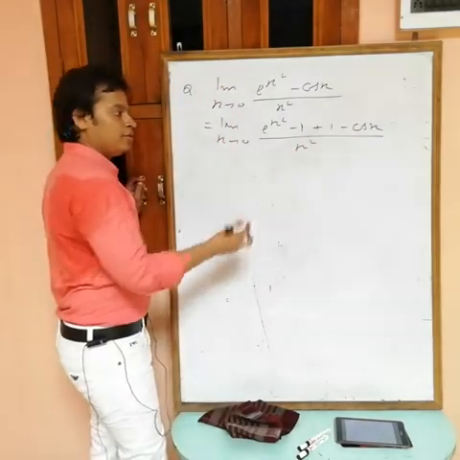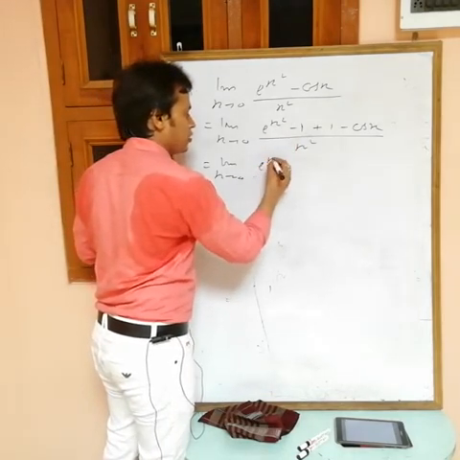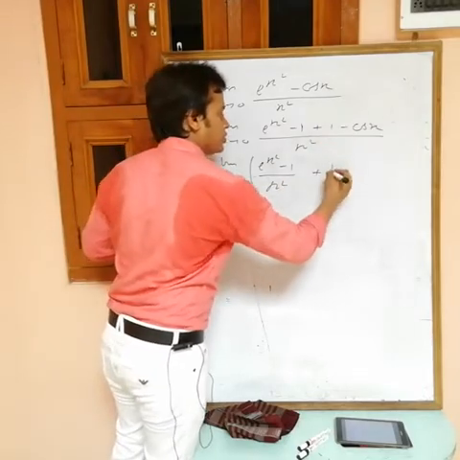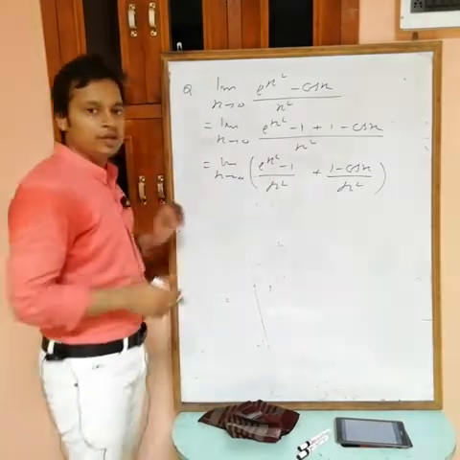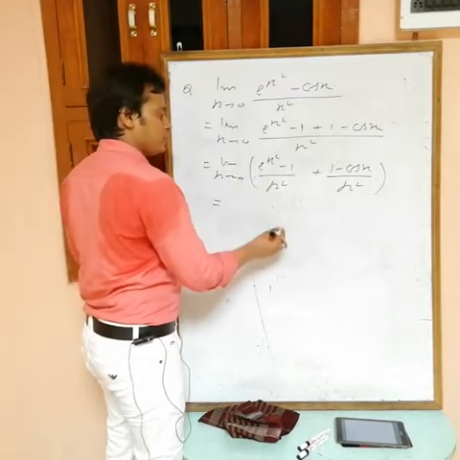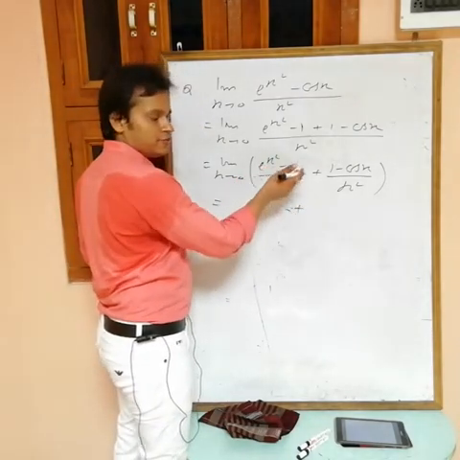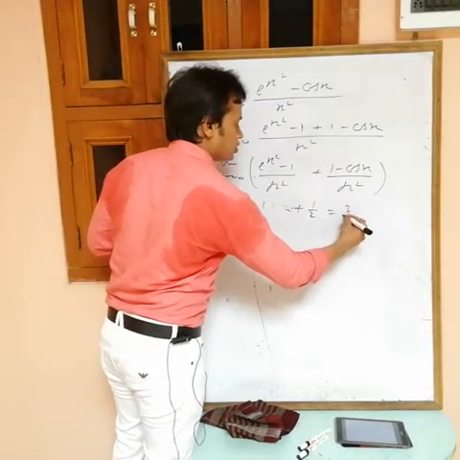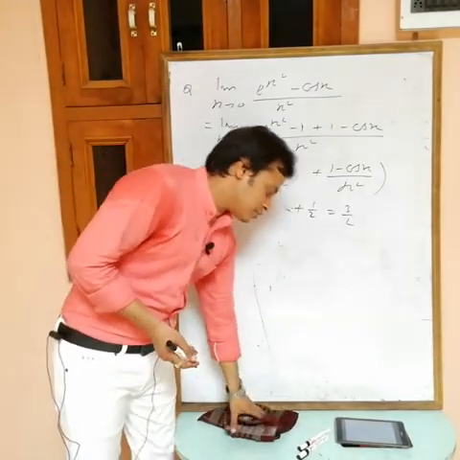Now limit x tending to 0: this one by this one is (e^(x²) - 1)/x², plus this one by this one, (1 - cos x)/x². Both are standard limits and finite, so I can use the theorem of limits. The limit of this one, the standard limit, is 1, since it is the (e^x - 1)/x form. The limit of this one, the standard limit, is 1/2. So the answer is 3/2. Simple. Okay.